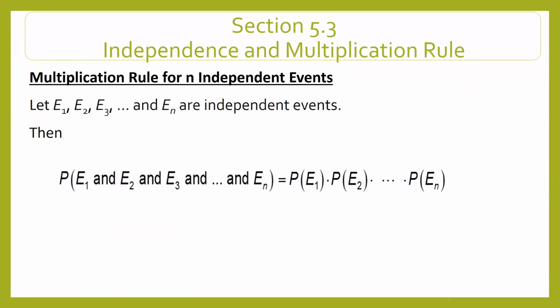Also, just as we have in the case of disjoint events, for independent events, the probability of E1 and E2 and E3, and so on up to En, is the multiplication of their probabilities.